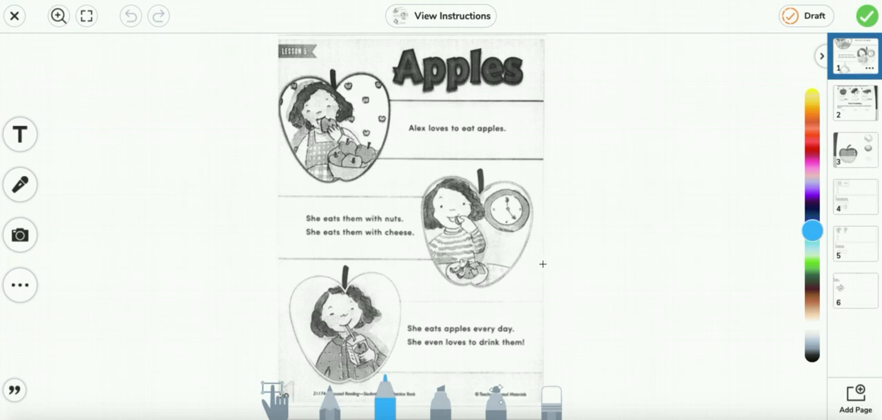This is another example of an informational text. What this means is that the pictures match the words. So you can see here it talks about Alex loves to eat apples, and you see a picture of her eating apples. In this picture you see Alex eating nuts and cheese with her apples, just like the words in the story say, nuts and cheese. And in the bottom it talks about her liking to drink apples. So apple juice, she's drinking an apple juice box.